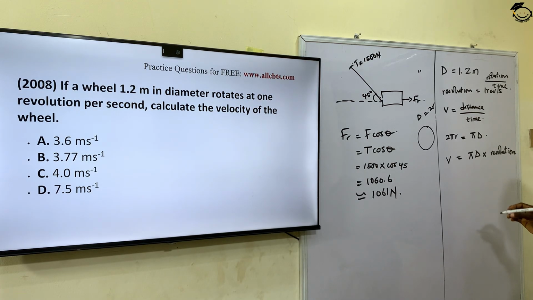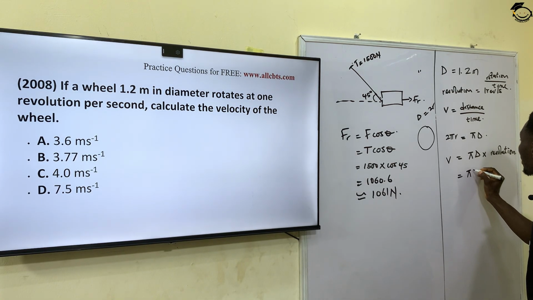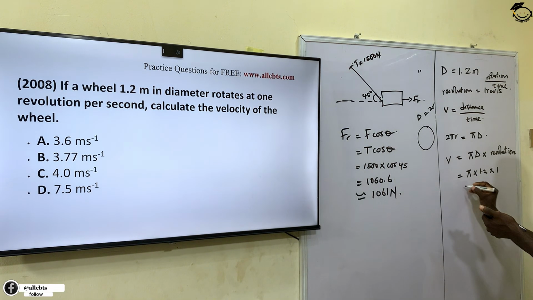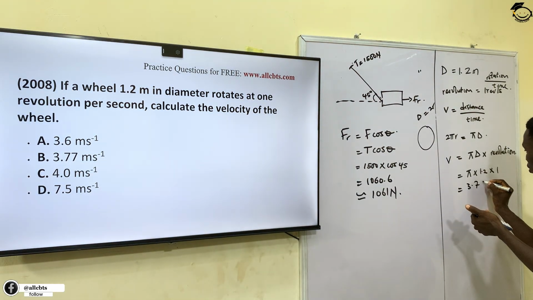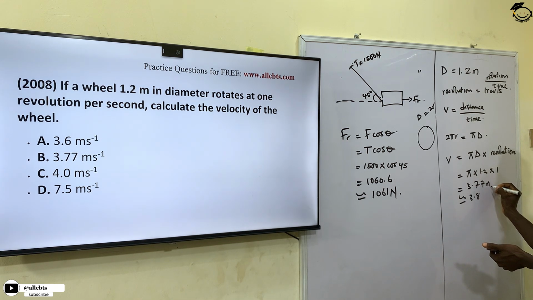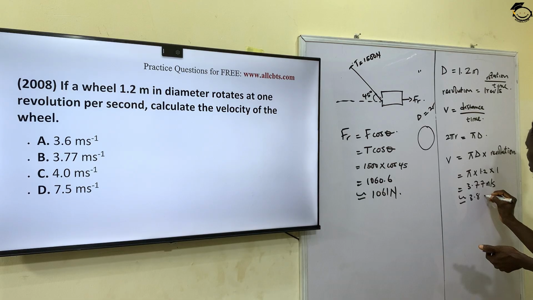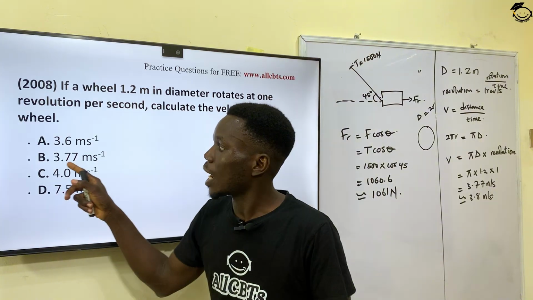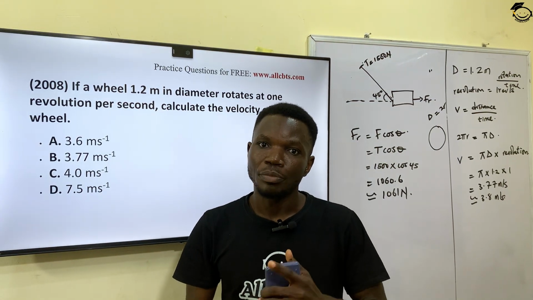So this is the same thing as saying I have pi times 1.2 times 1, because my revolution here is 1. So this will give me 3.77, which is approximately 3.8. So I have 3.77 meter per second or 3.8 meter per second. Looking at our options here, the correct answer is option B, which is 3.77 meter per second.